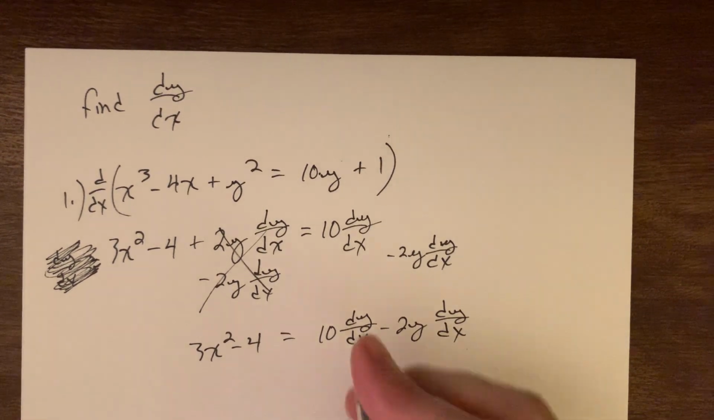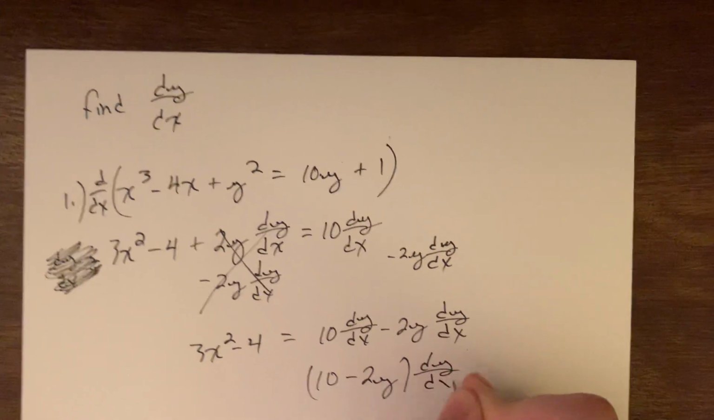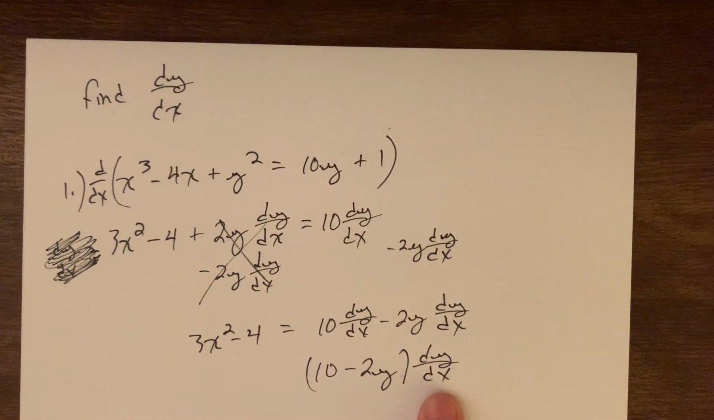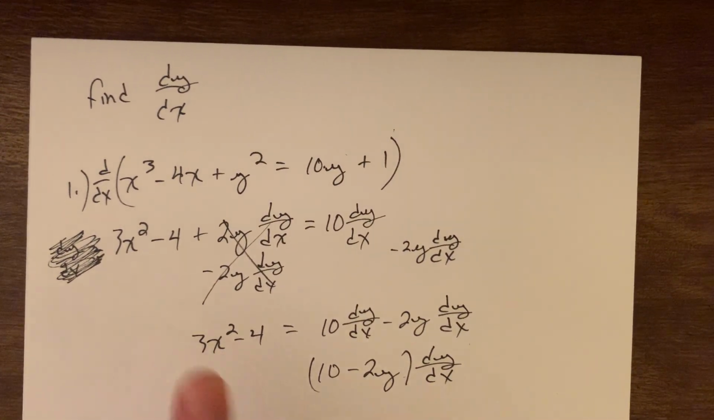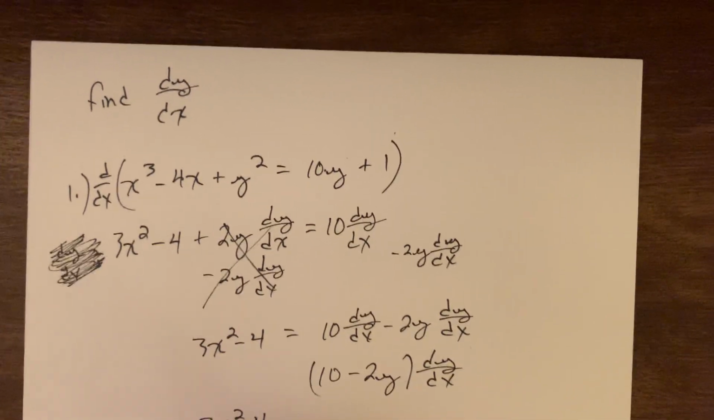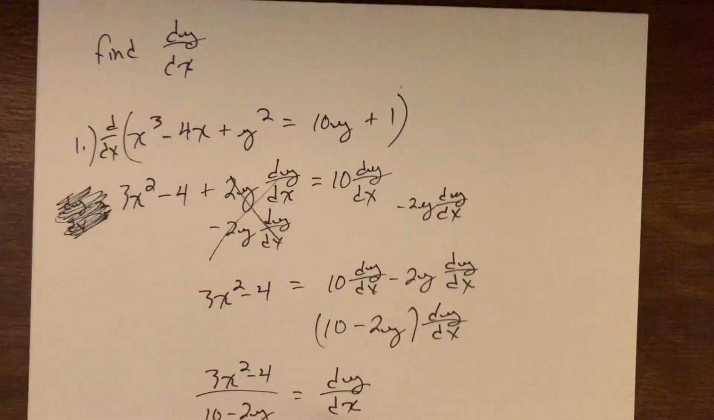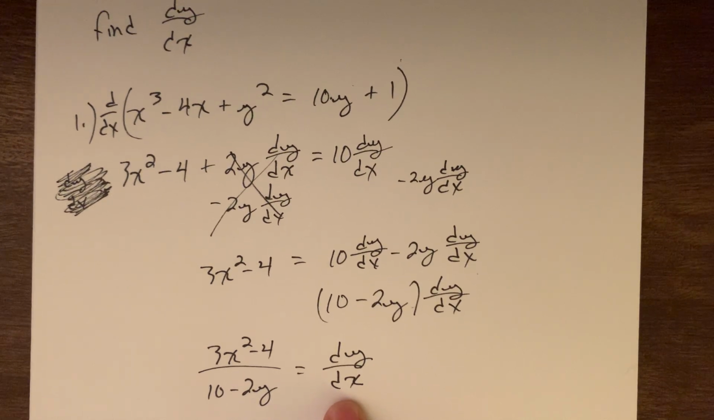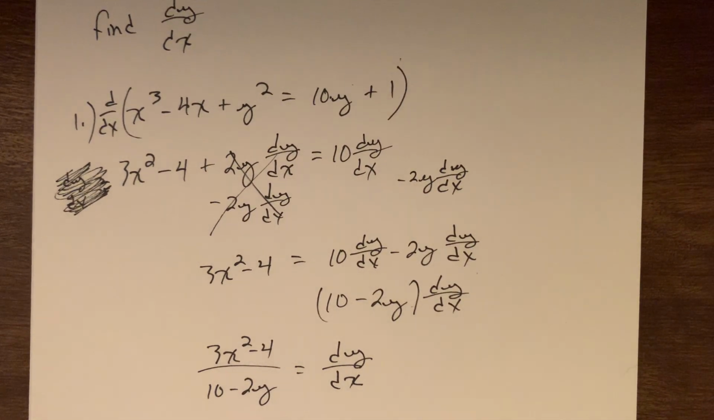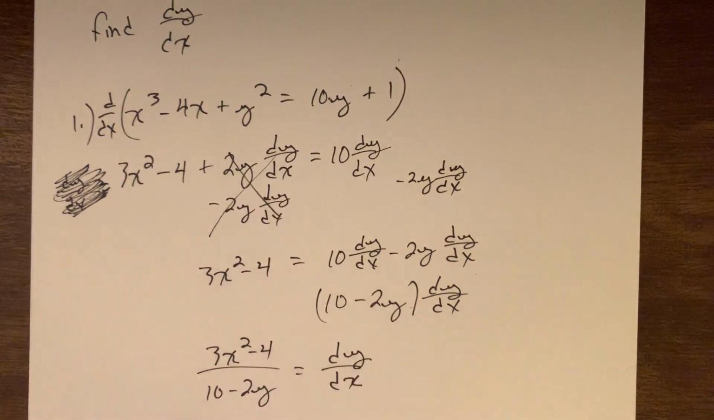So now on the side with the dy dx, they may not be like terms, but they both have a dy dx, so that could be factored out, and then I could divide this to the other side. So 3x squared minus 4 over 10 minus 2y would be our dy dx. And you know what? While we're right here, let's just jump right in and add a little more to this problem. We're going to do this for all problems.